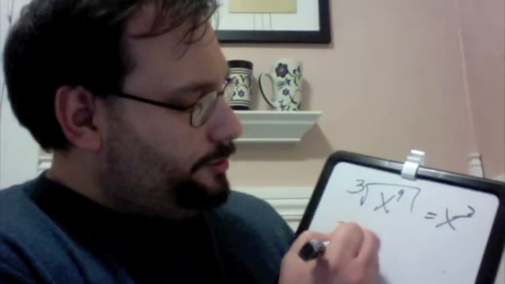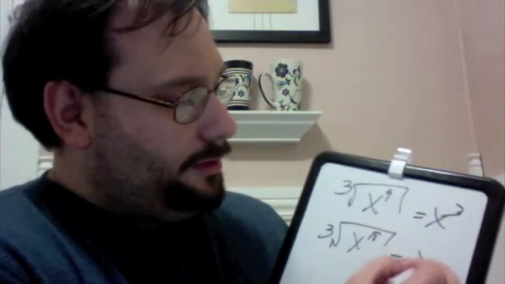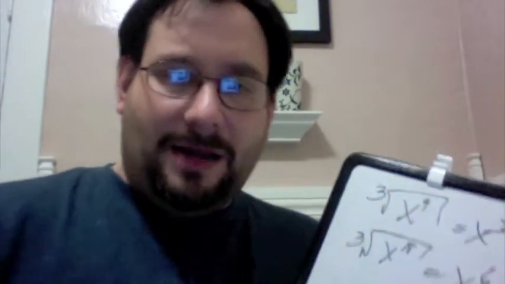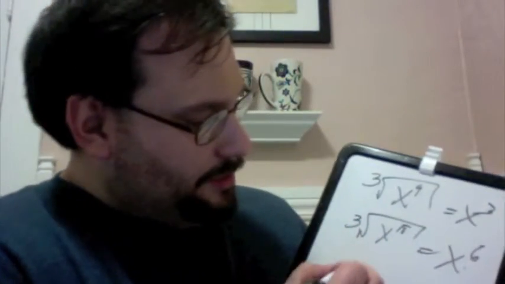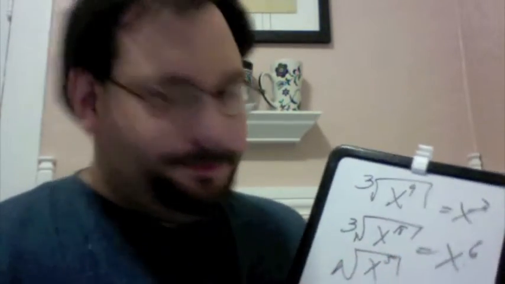If you have the cube root of x to the 18th, well, it's 18 divided by 3, or x to the 6th. So this is all pretty straightforward if you divide out evenly. Okay, let's say you have the square root, we'll go back to square root, of x to the 5th. Well, that's 5/2, or 2.5.